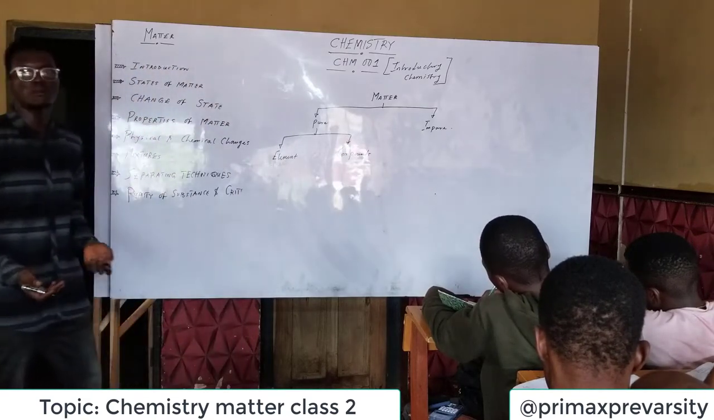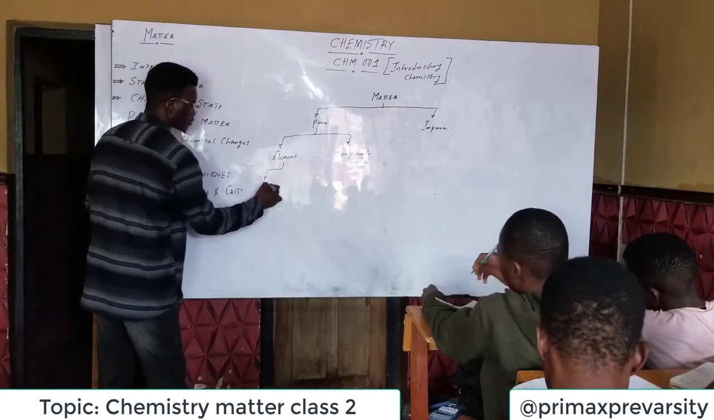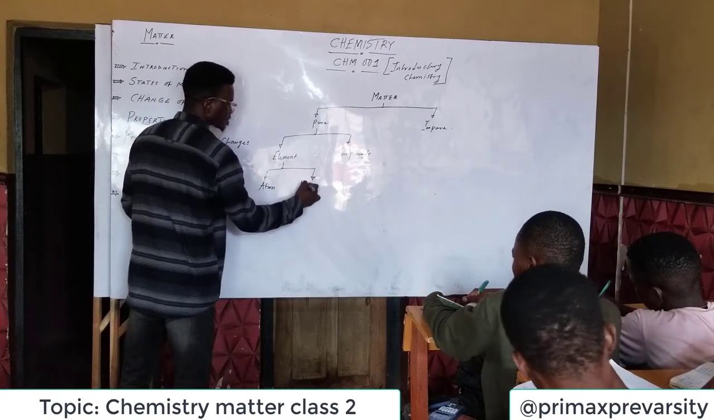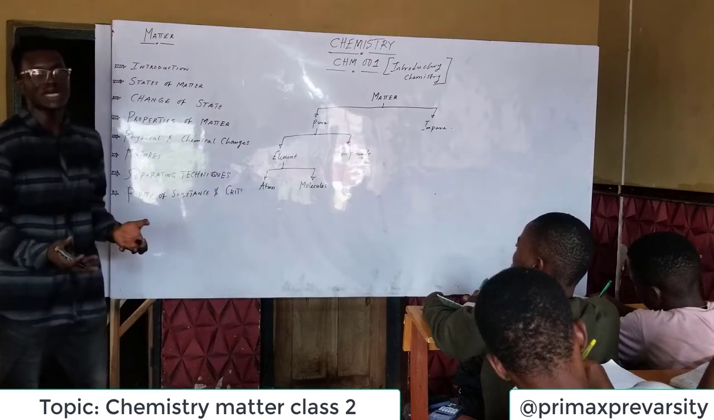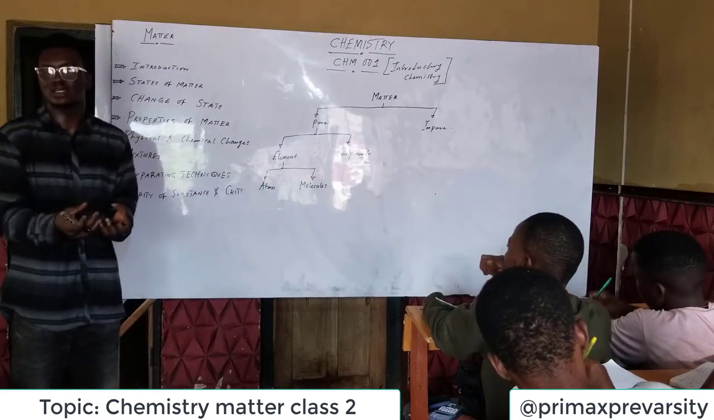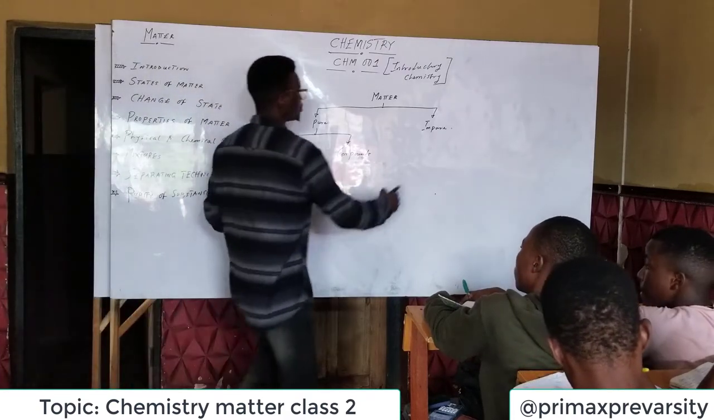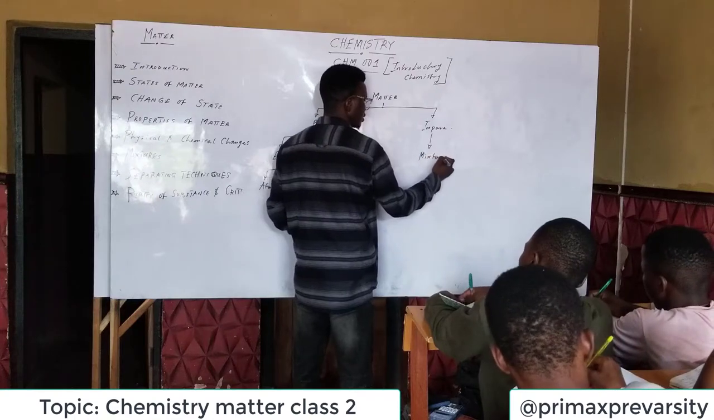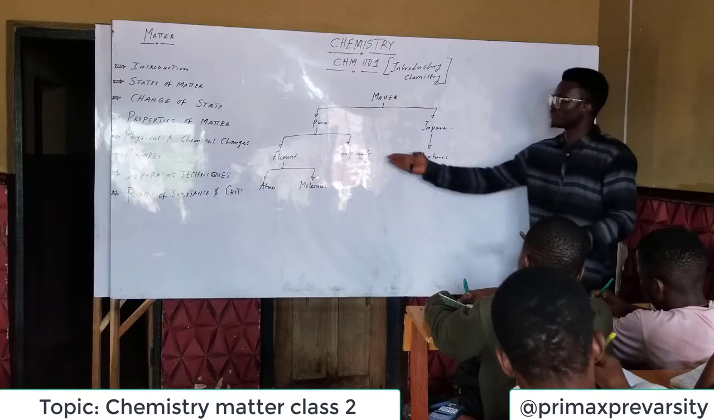Your elements and compounds. The smallest part of your elements is the atom. These elements can come together to form molecules, abi. So these guys are said to be pure as long as they are made up of discrete elements, the elements that make them up themselves. But the impure one is what we call mixtures. Is that taken? Mixtures. So mixtures is like a combination of compounds.